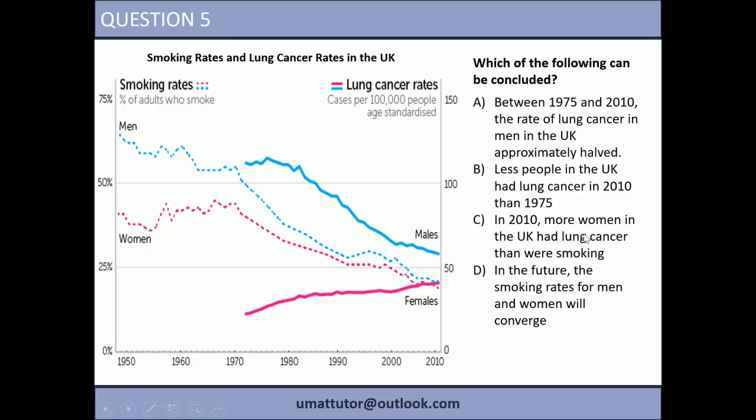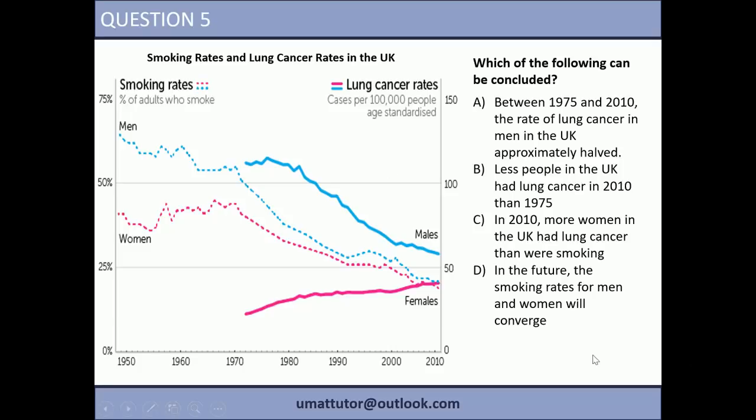Option C, in 2010, more women in the UK had lung cancer than were smoking. Again, there's a problem there because we're dealing with the raw number of women, which isn't shown in this table. And it's asking us to compare the smoking rate shown by the dotted line with the lung cancer rates shown by the solid line. But as you can see, the representation here is using completely different units. We've got, on the one hand, percentages of adults, and on the other hand, we've got cases per 100,000 people. So it's pretty hard to conclude that.